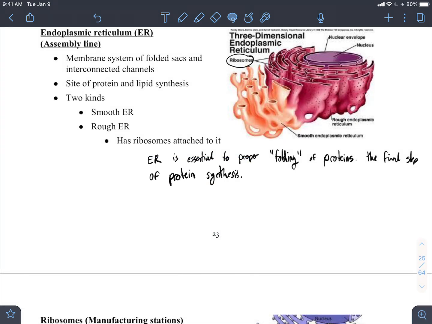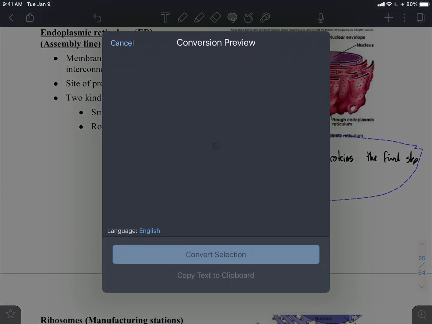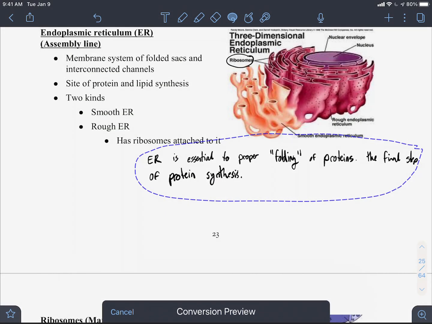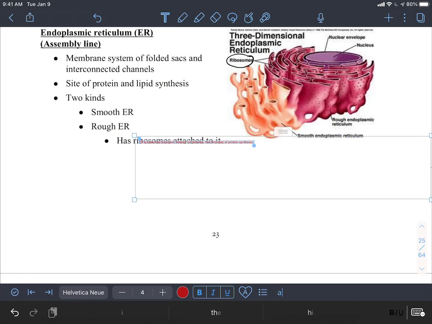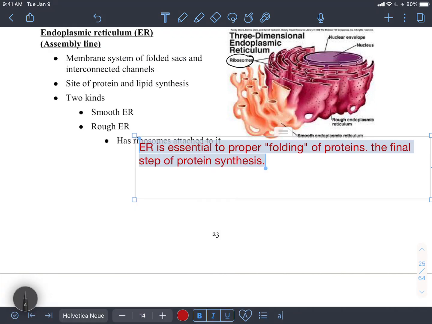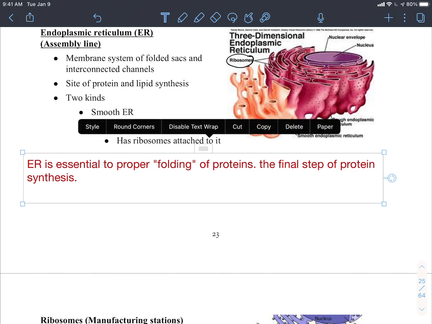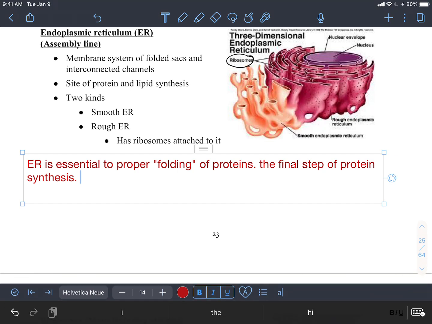So folding a protein is something we'll discuss in a lot of detail in a following unit. Without proper folding of a protein, the protein actually will not function. So we need this endoplasmic reticulum to fold the proteins. It makes those proteins function, and so without this fold, the proteins won't function. Unfolded proteins will not function. Okay.